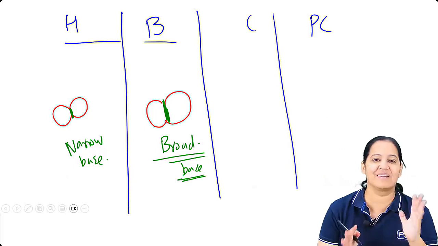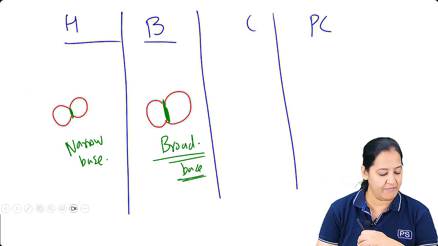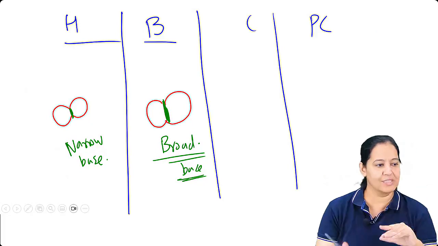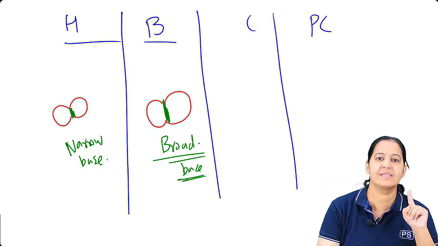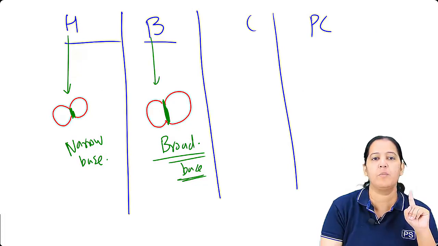Please understand the meaning of narrow and broad. Say yes, everyone say yes. So this is narrow, this is broad. Narrow base is histo. Broad base is blasto. There is one more difference between the two.